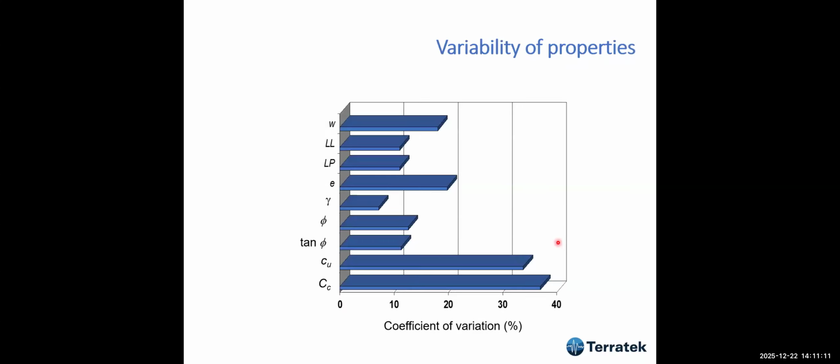Also, the variability of soil properties. Usually, the property that has the least variability is unit weight, okay? And friction angle as well, phi or tan phi. However, on the other hand, undrained strength has a very large variability. The compression coefficient from the virgin curve also has a very large variability, and this gives you an idea, if you do lots of tests, what kind of variability you may get.